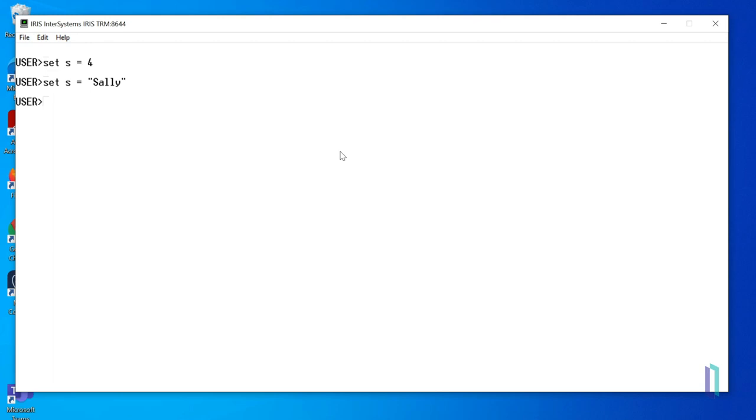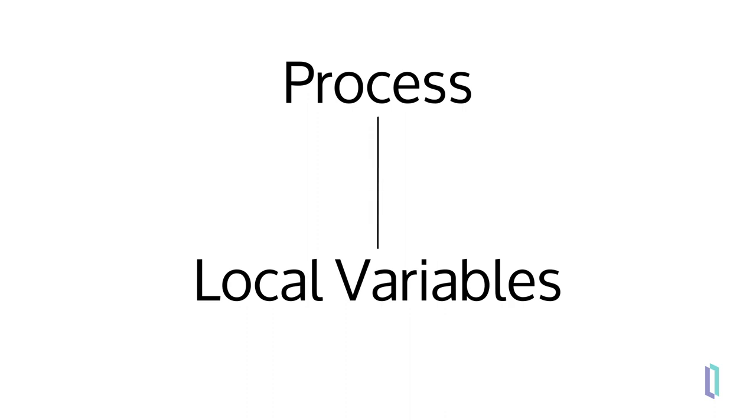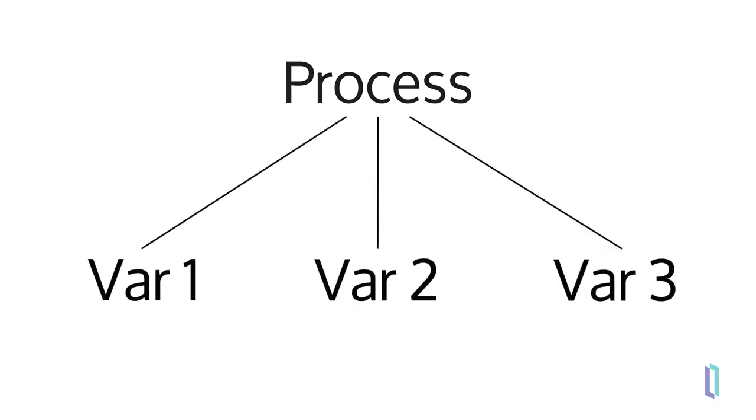it is used. Several kinds of variables are supported in ObjectScript, but the three we will focus on in this video are local variables, globals, and special variables. A local variable is stored within the current InterSystems IRIS process and is only accessible to the process that created it. Once a process ends, all the process's local variables are deleted.